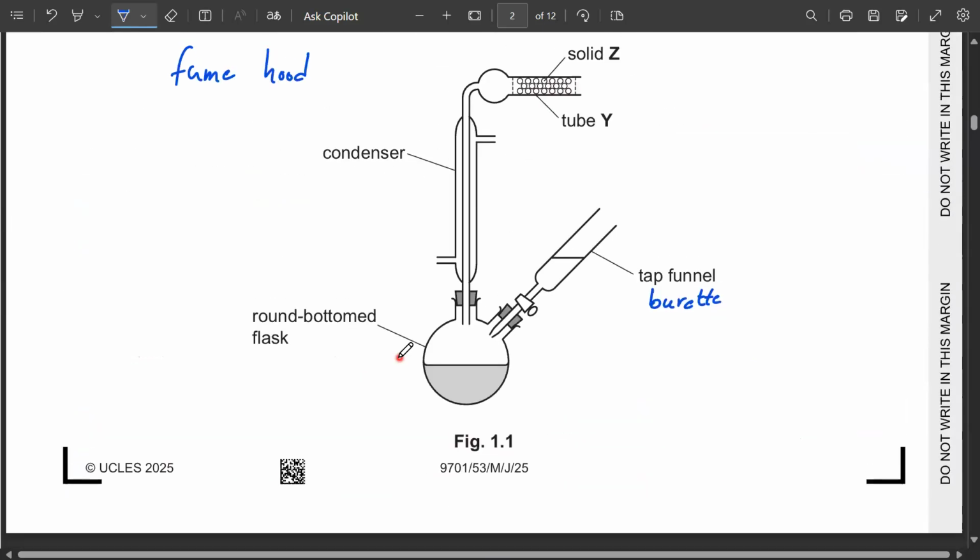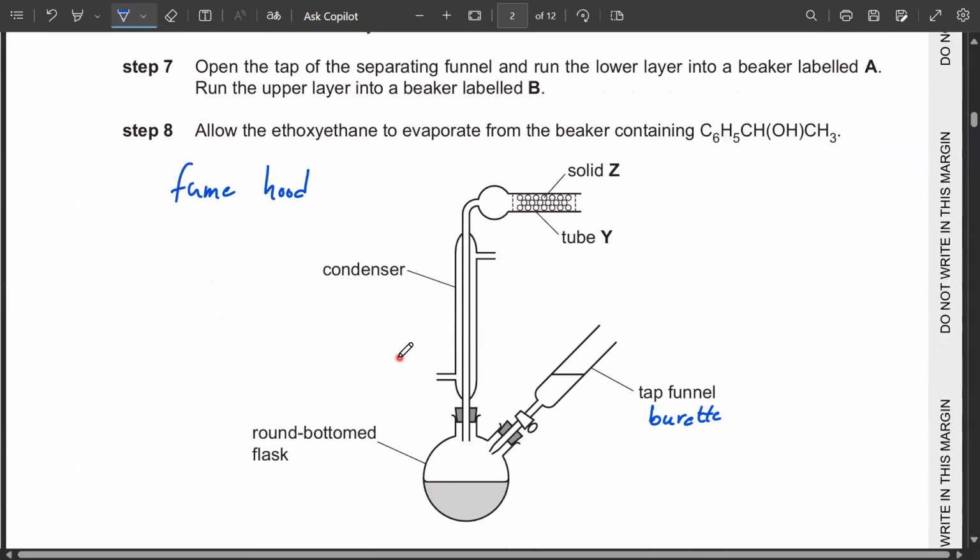It's the round bottom flask. This is glassware. The condenser is glassware. The tap funnel is glassware, and the whole of this connection is glassware. All of them are glassware, except for, I would say, these bungs. These are not made of glass material, but everything else is glass material. That's what they call glassware.